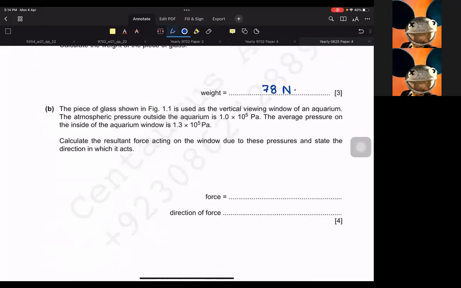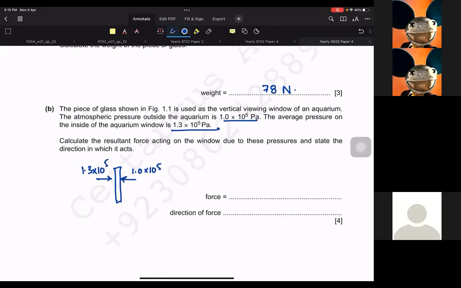Then in the next one, it says the piece of glass shown is used as a vertical beam window of an aquarium. The atmospheric pressure outside the aquarium is this. The average pressure inside is this. Calculate the resultant force acting on the window due to the pressure state. So if this was the glass, outside pressure is 1.0 times 10 power 5. Inside is 1.3 times 10 power 5.